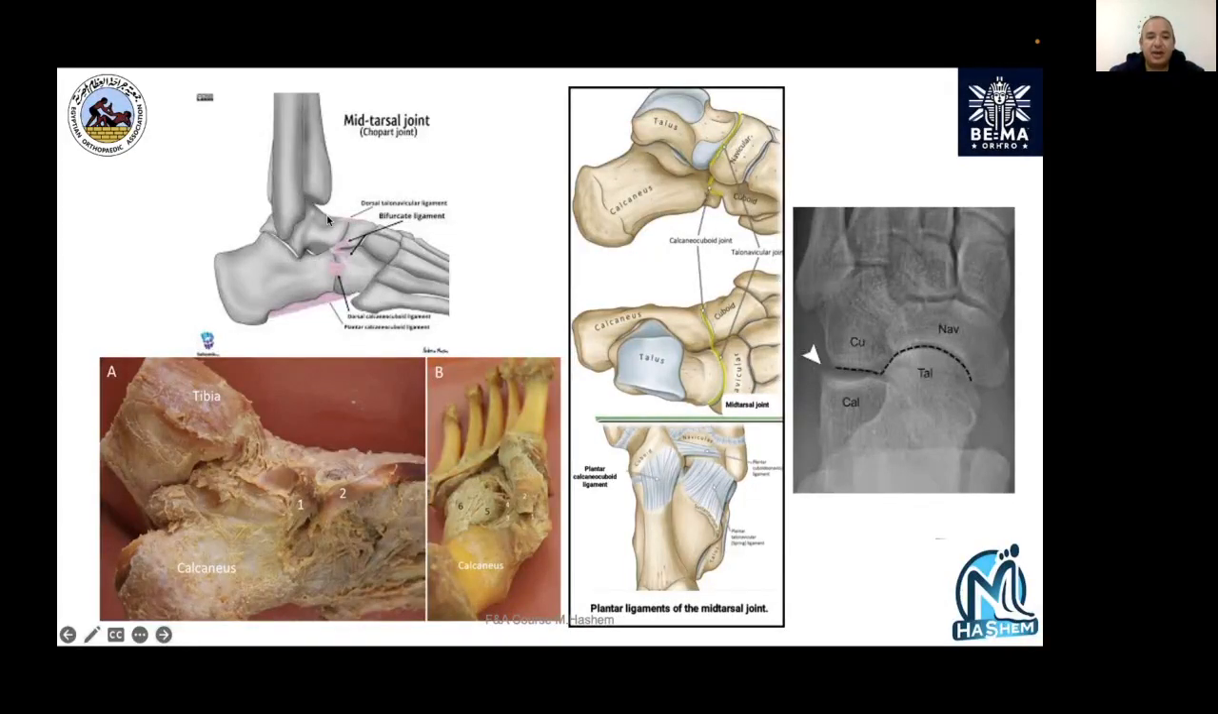The ligaments of these are dorsal and plantar. The bifurcate ligament comes from the anterior process of the calcaneum to the navicular and the cuboid. And this is a very fixed relation. That's why the center of rotation of your foot is the talar head and the talonavicular, because the navicular, cuboid, and calcaneum, all the forefoot definitely, move as one unit.